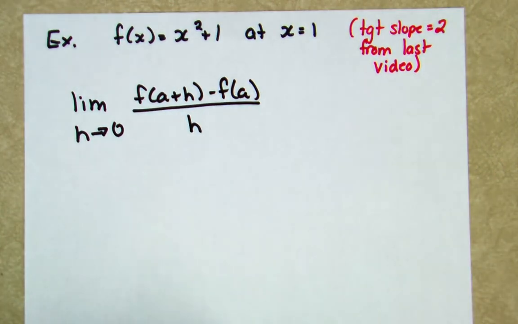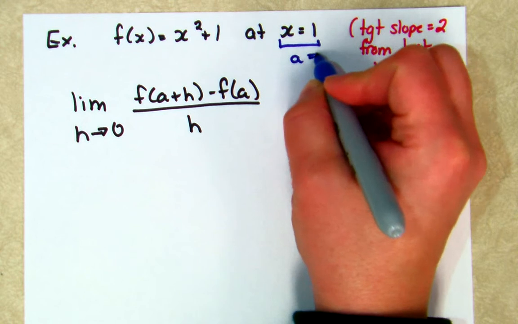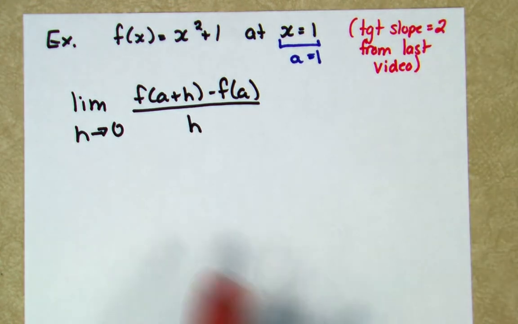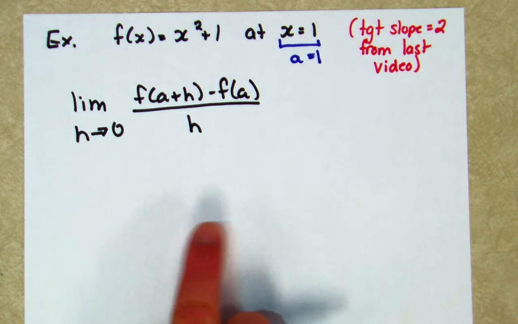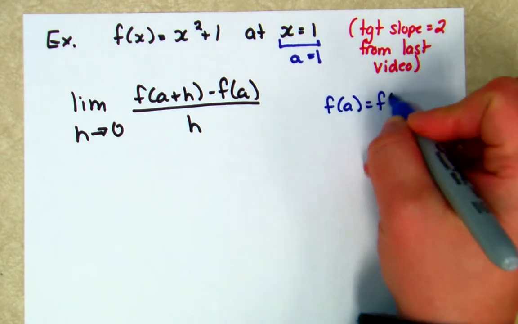Now, a is always the x that you are interested in. So in this case, because they told me x equal to 1, that's my a value. I like to do all of my work off to the side. Some people do it inside the formula, and that's okay. But I'm going to find f at a first, which is f at 1.